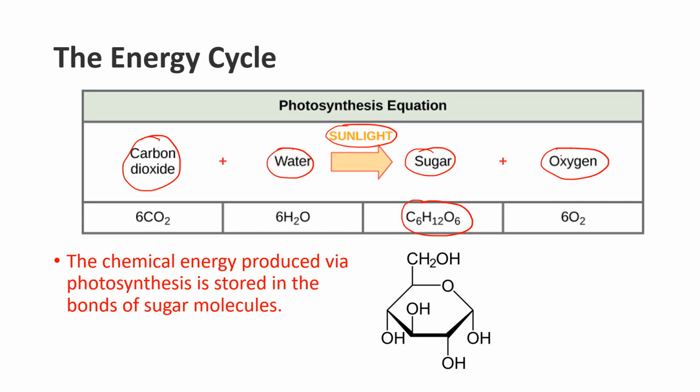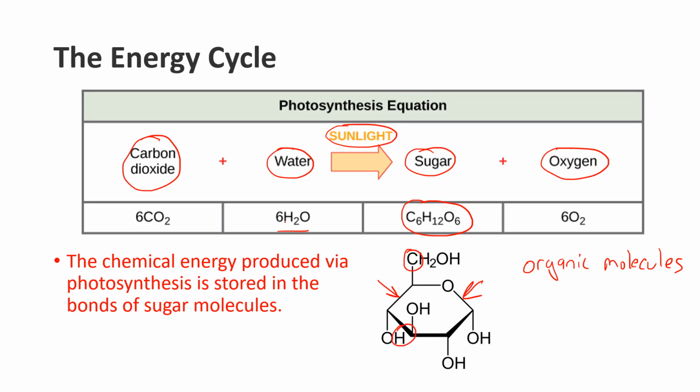So this chemical energy that's produced by photosynthesis is stored in these covalent bonds here of glucose. You can see there's a lot of covalent bonds. Glucose is an organic molecule. Organic molecules are pretty easy to spot as long as you know that organic molecules contain both carbons and hydrogens.